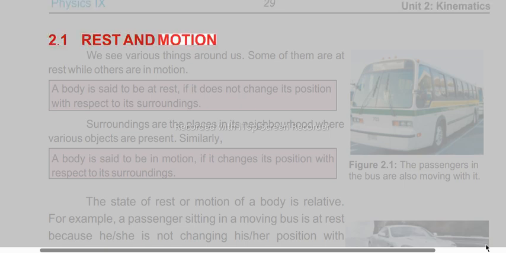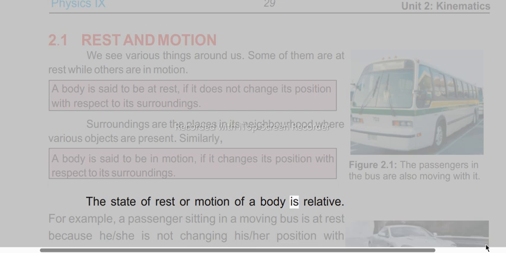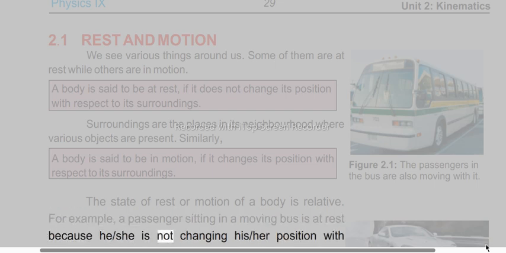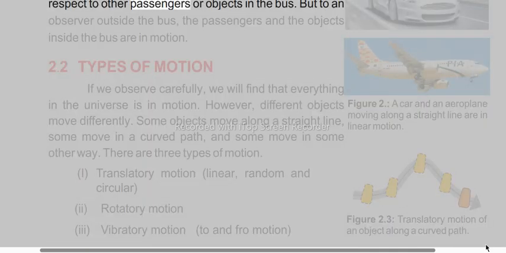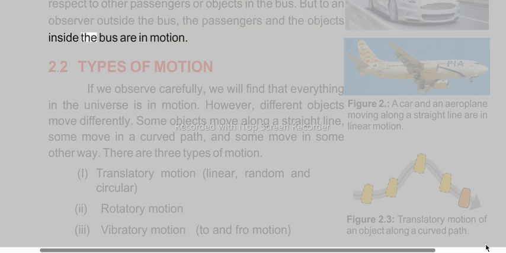2.1 Rest and motion. We see various things around us. Some of them are at rest. Others are in motion. The state of rest or motion of a body is relative. For example, a passenger sitting in a moving bus is at rest because she is not changing her position with respect to other passengers or objects in the bus, but to an observer outside the bus, the passengers and the objects inside the bus are in motion.